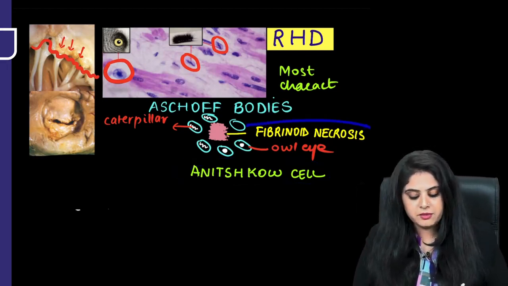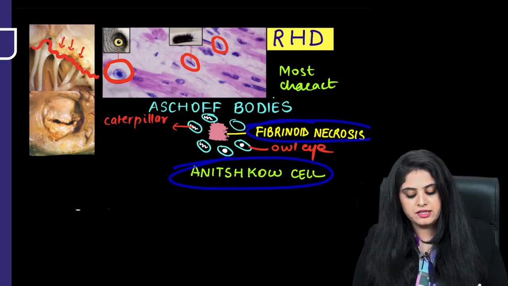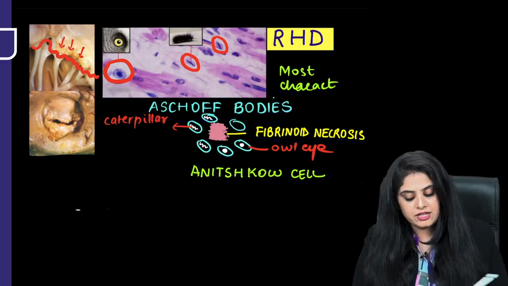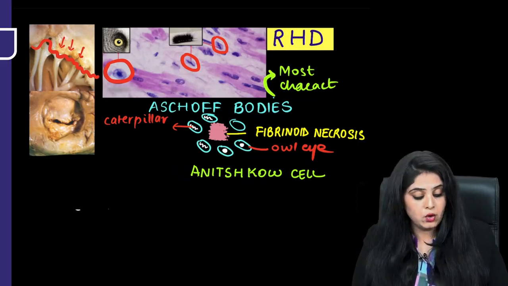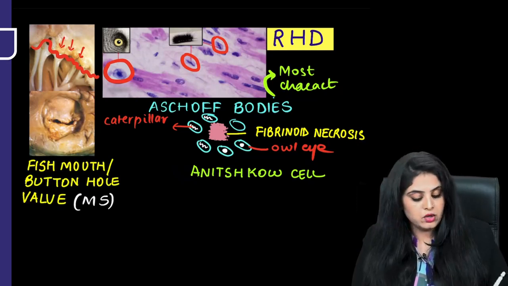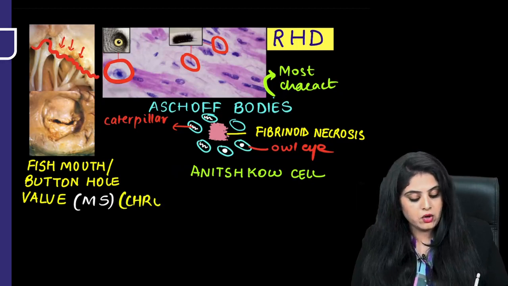So together, the fibrinoid necrosis and the Anitschkow cell is known as the Aschoff body, and Aschoff body is the most characteristic part of RHD. But what do you see in long-standing RHD? In long-standing RHD, in other words, I mean chronic RHD.